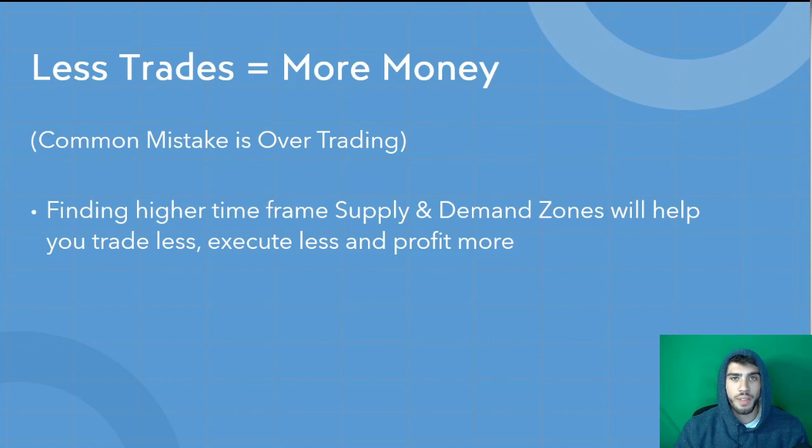If you're under $25,000 and you don't have a cash account and you have a margin account, you can only take 3 day trades a week. So you have to factor that in. However, if you have a cash account, you shouldn't be trading every single day. If you could find the best setups every week, you'll be way better off and way more profitable. The reason why we'll be trading less is because we'll be finding higher time frame supply and demand zones, which will help us trade less, execute less, but ultimately profit more.